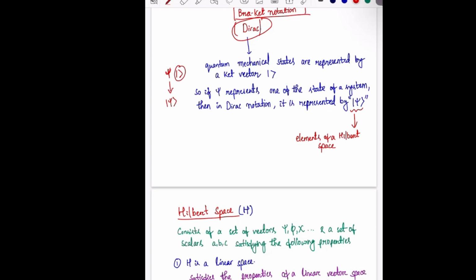So this is written here. If psi represents one of the quantum states of a system, then in Dirac notation it is represented by the ket psi. So what is psi? Psi is an element of a Hilbert space.